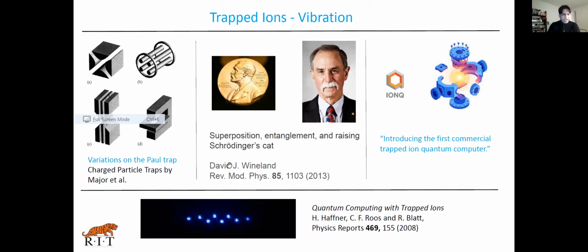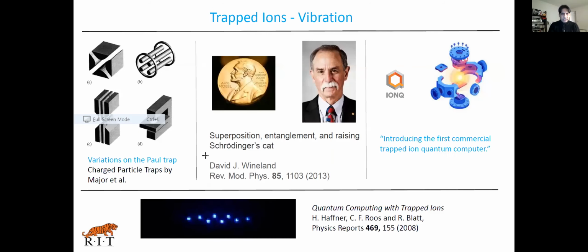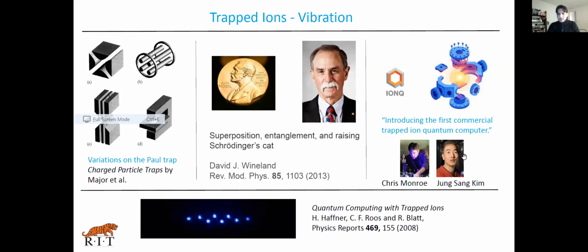One thing I want to point out is that if you increase the voltage on the end caps, you push this array in, and you can crumple it up. And so you see this linear to zigzag transition, for example. And this will be kind of important to us. And this is Chris Monroe, who was Dave Wineland's student, and Jungsang Kim. I think both are at Duke now. I think Chris moved from Maryland.